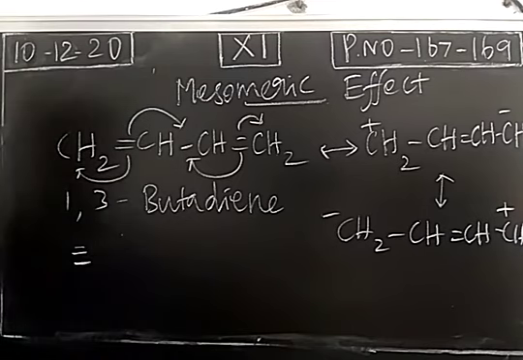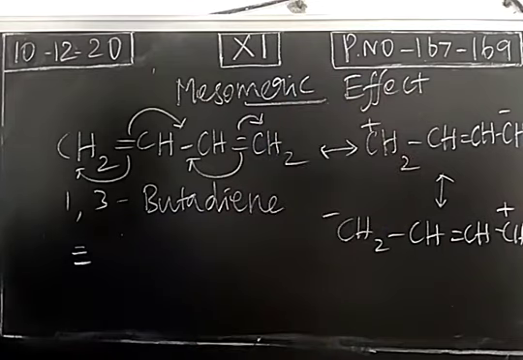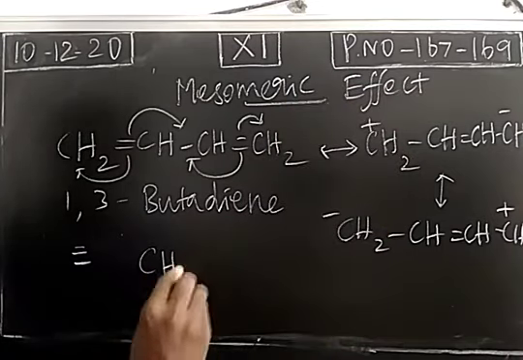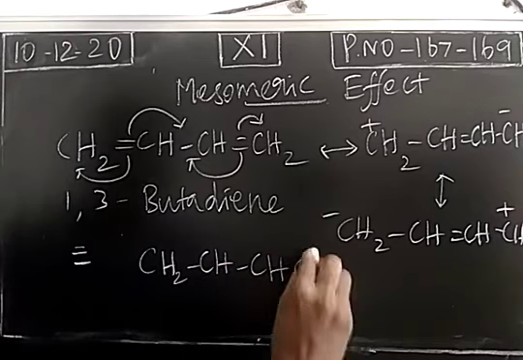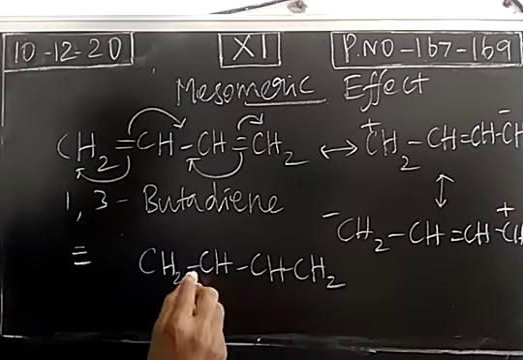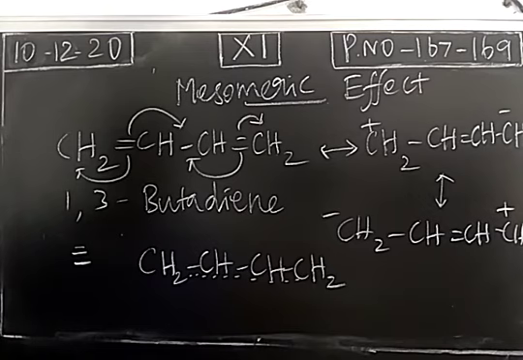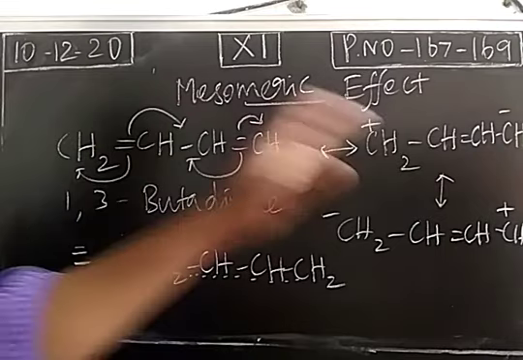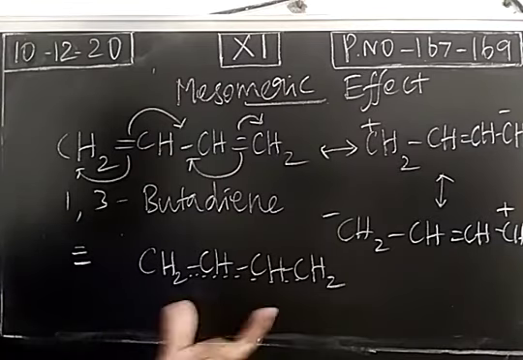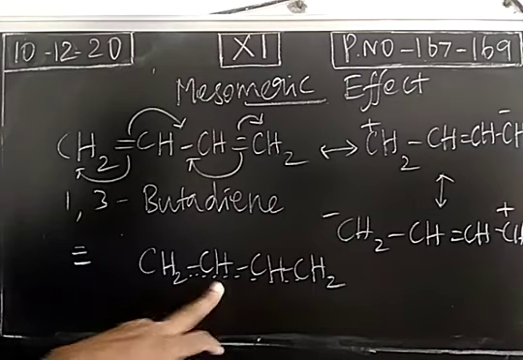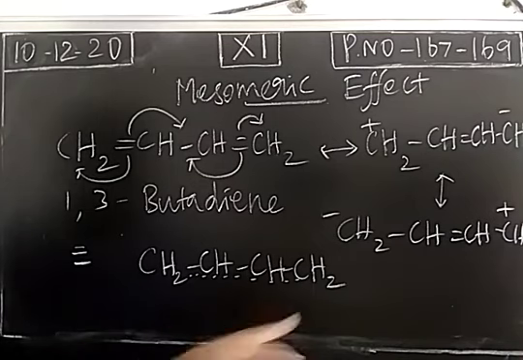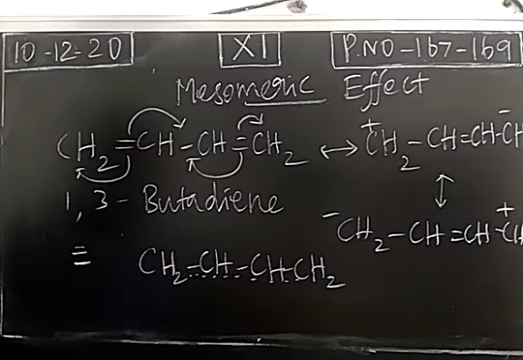By considering all the three structures, we may draw a structure CH2CH, CH2. We can say the pi electron is shifted over all the carbon atoms. This is a resonance hybrid. By considering all the three structures, we have written a single one. It indicates pi electrons are spread over all the carbon atoms. So this is called a resonance hybrid. Always a compound with canonical structures will be stable because of less energy.